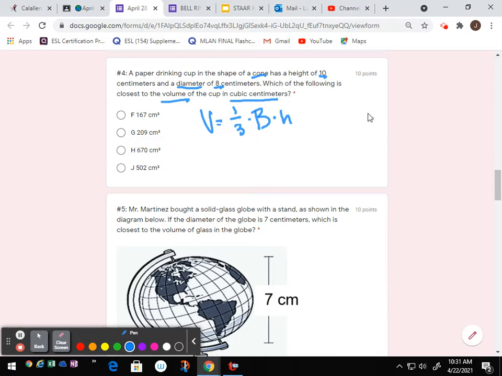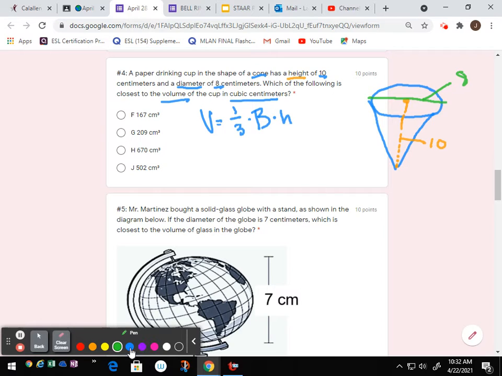All right, so it doesn't give us a cone, so let's just draw a cone real quick. So here's our cone. It says we have a height. This is a height of 10. So we start at the bottom of the cone all the way up to the base. So this is 10. And it says the diameter, from one side of the circle to the other side of the circle, is 8 centimeters, okay?